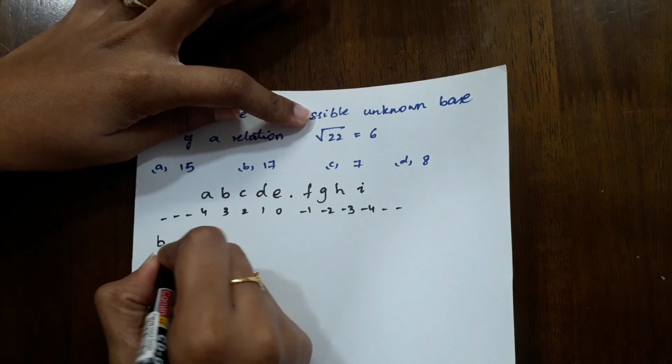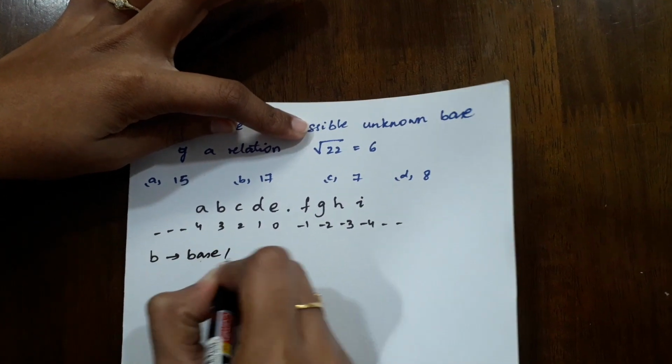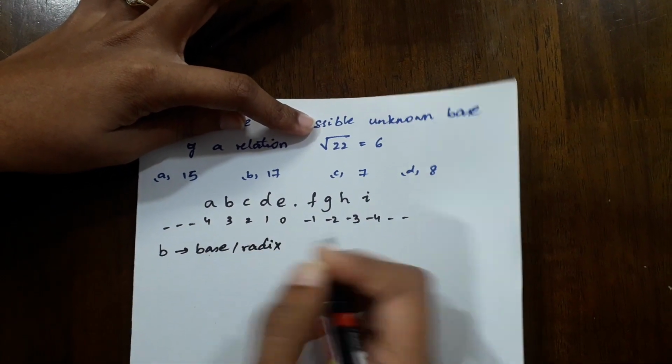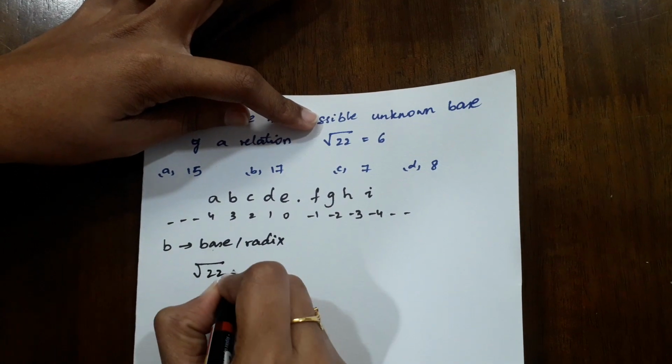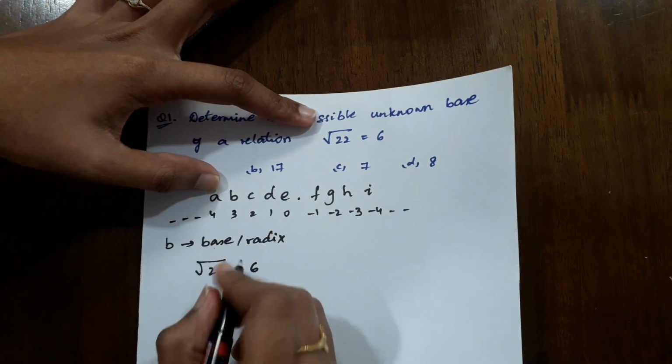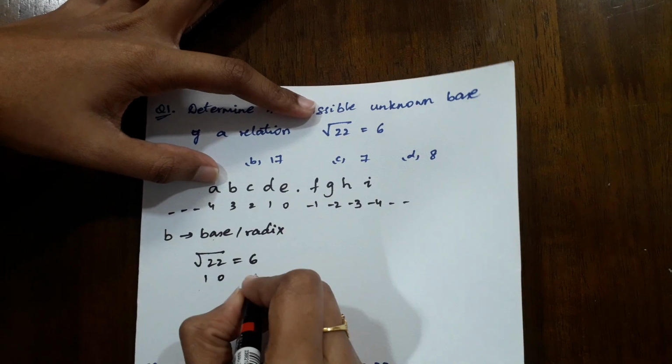Now let B be the base or radix for that particular number system. So write down the relation √22 = 6. From this one, we will be considering the digits as 0 and 1, and this becomes 0.